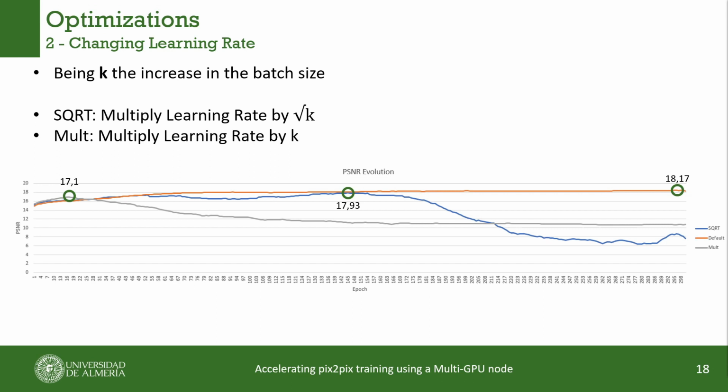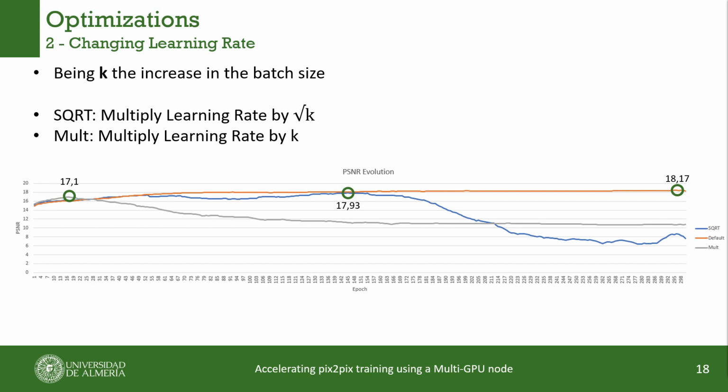When increasing the batch size, more images have to be processed to produce a model update. Therefore, in the literature, it is reported that when increasing the batch size, it's necessary to increase the learning rate. Several authors propose multiplying the learning rate by the square root of the increase in batch size, or directly multiplying by this increase. However, in our problem, applying these changes doesn't improve the default training, as we can see in the orange line. The multiplication approach, which is the gray line, is too aggressive, producing bad results after 30 epochs and the lowest value on peak signal-to-noise ratio.